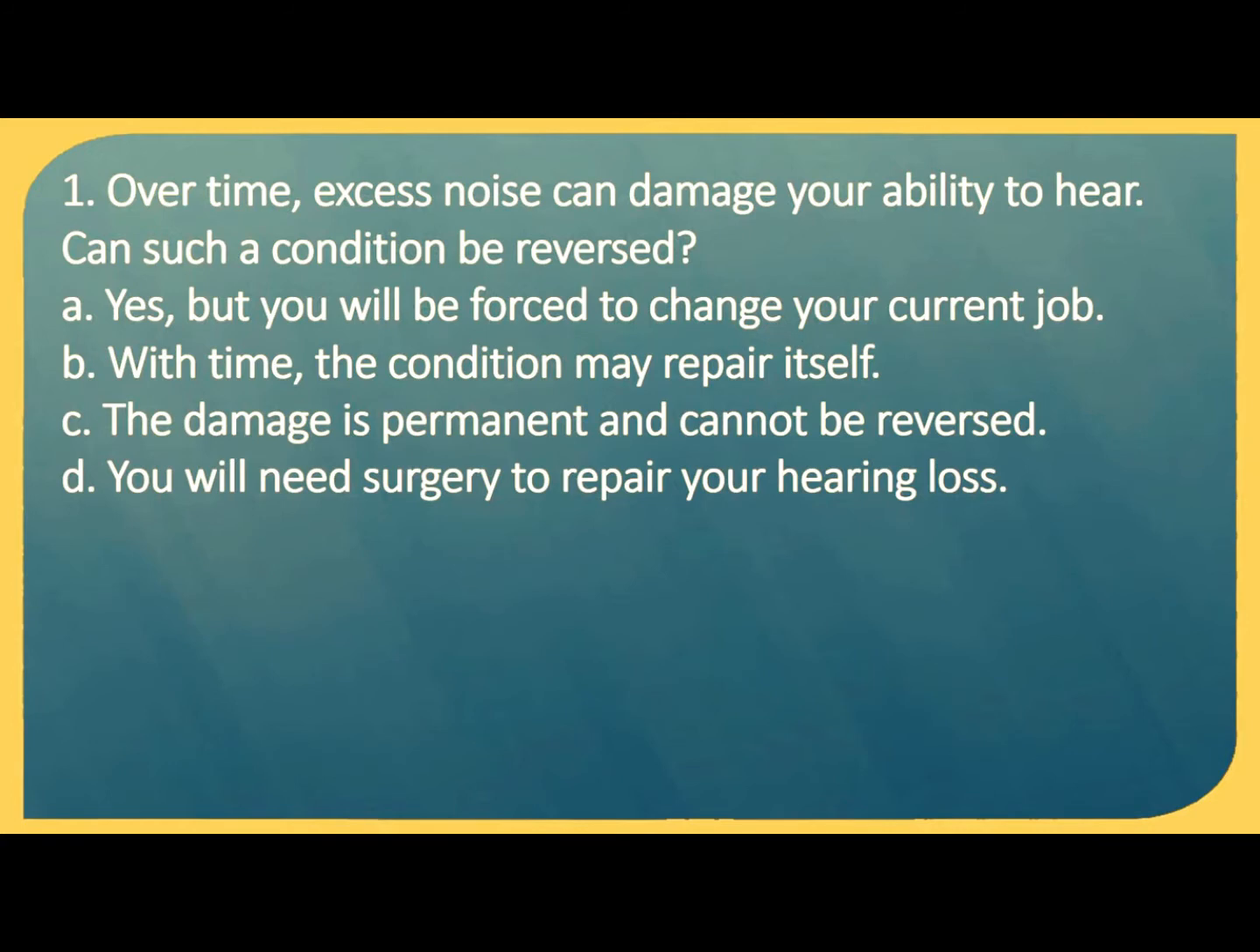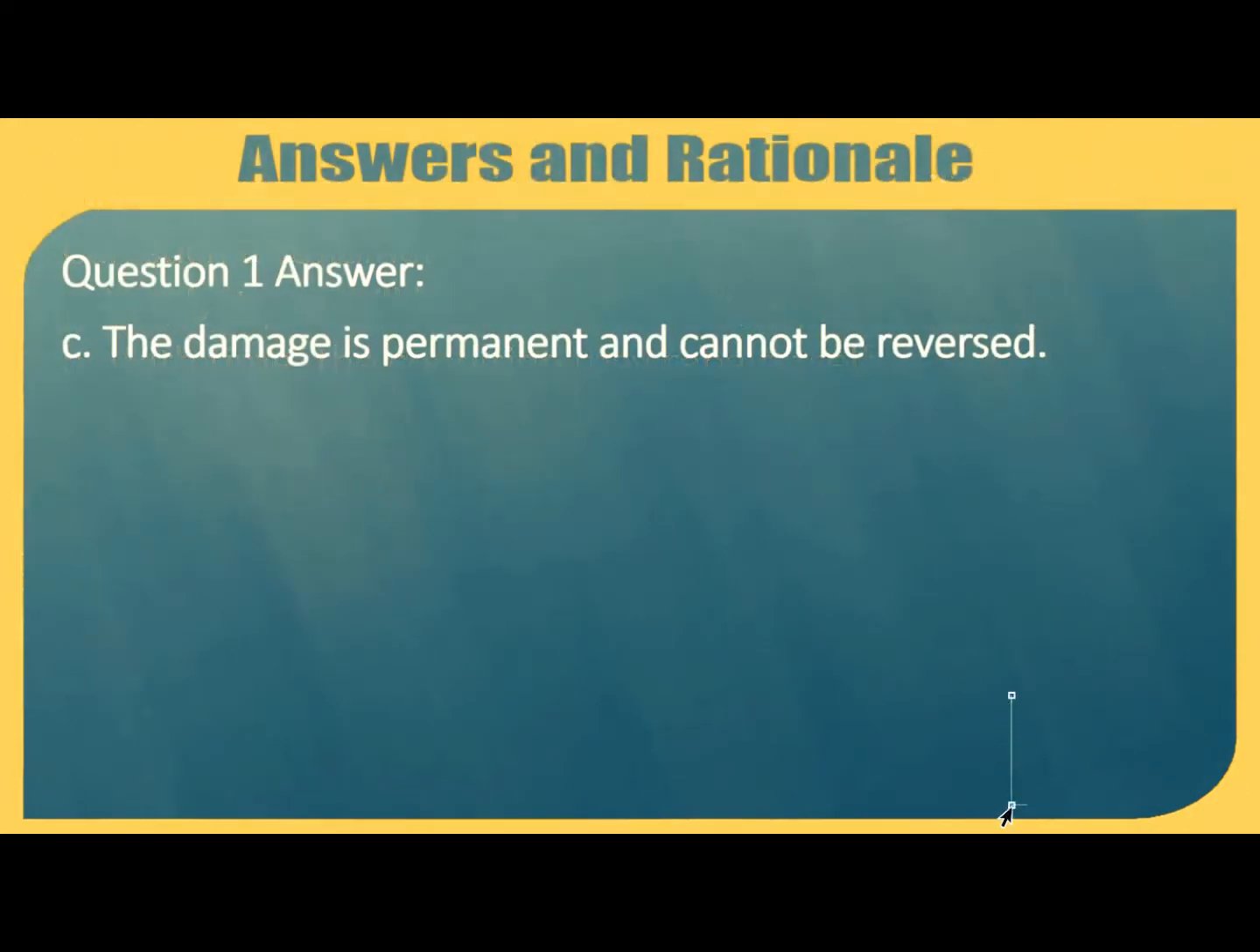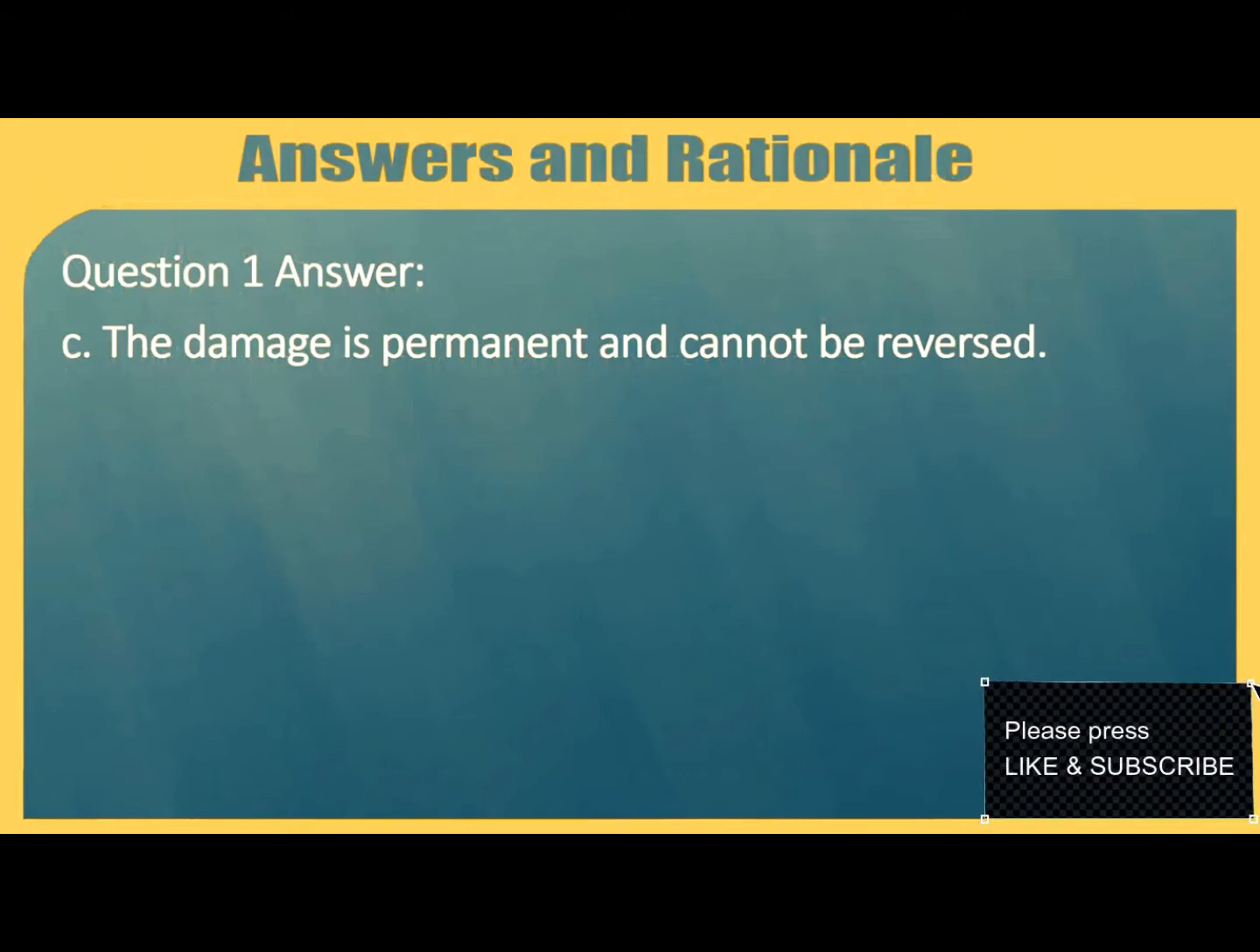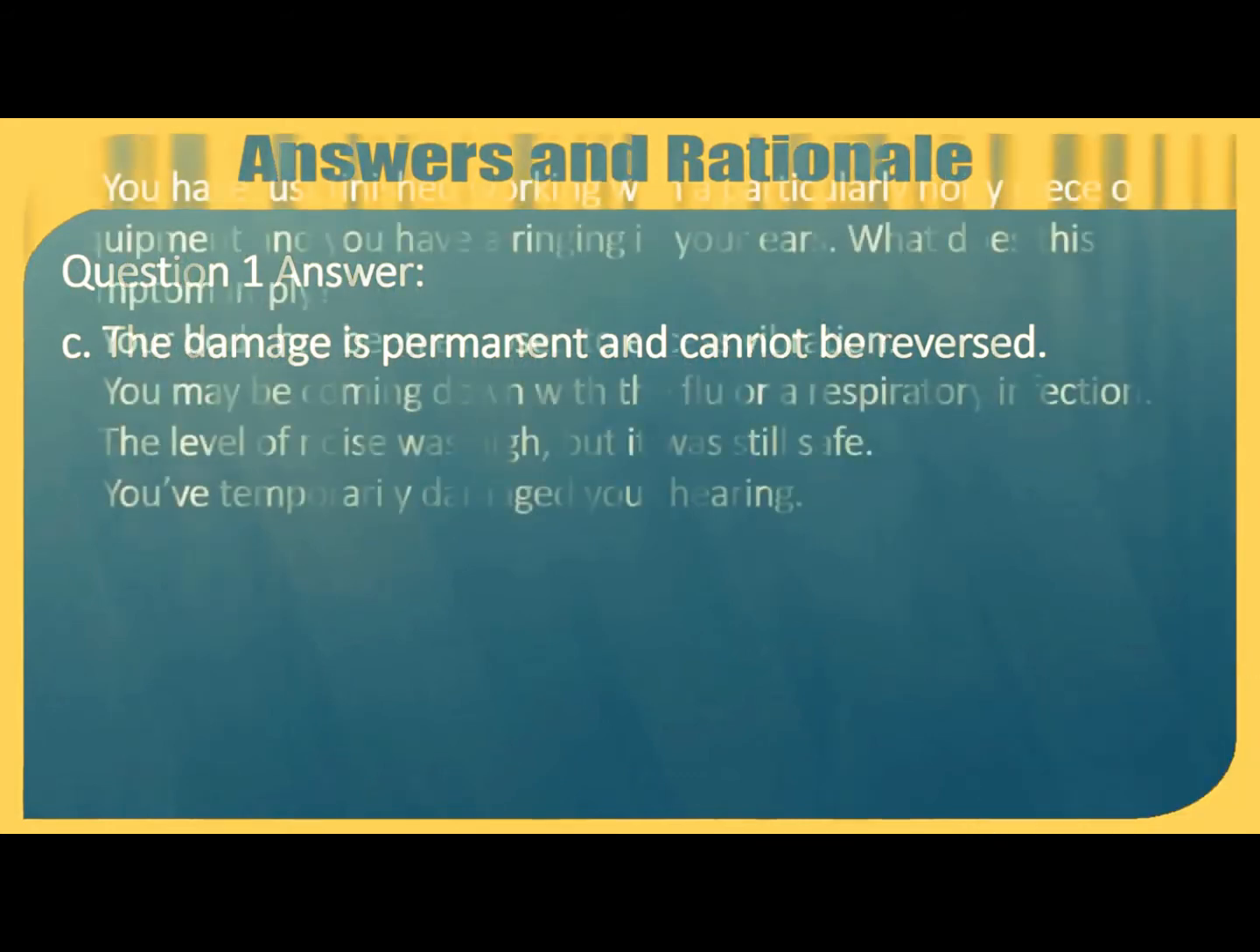Question 1. Over time, excess noise can damage your ability to hear. Can such a condition be reversed? A. Yes, but you will be forced to change your current job. B. With time, the condition may repair itself. C. The damage is permanent and cannot be reversed. D. You will need surgery to repair your hearing loss. Question 1 Answer, C. The damage is permanent and cannot be reversed.